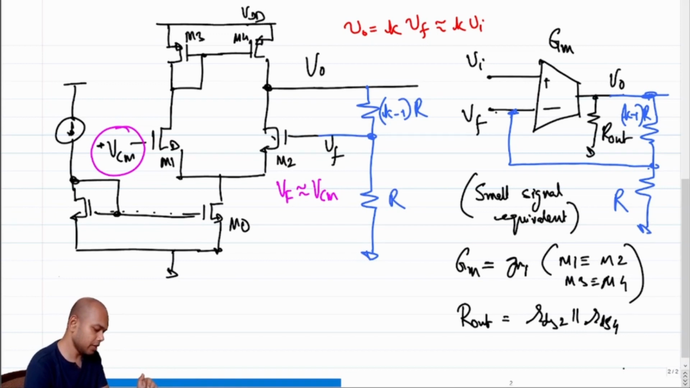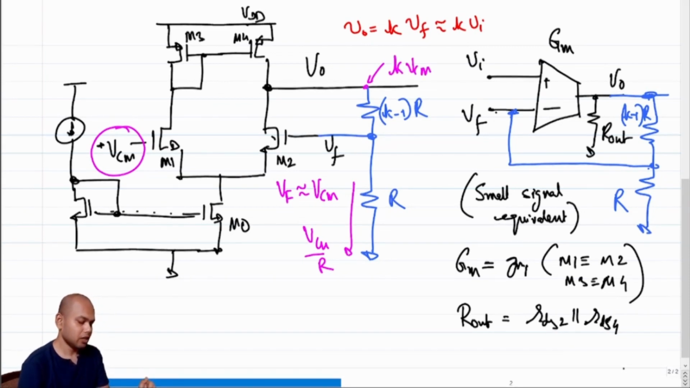If this is equal to VCM, what is this current? This current is VCM over R. Note that we are doing quiescent, right? If this is VCM over R, what is this voltage? This voltage becomes K times VCM. So if let's say VCM is 1 volt and K is 5, then V naught becomes quiescent twice 5 volt. Now if you're operating with a VDD of, let's say, 5 volt or less, then obviously this is not possible because you cannot have any quiescent voltage larger than VDD.